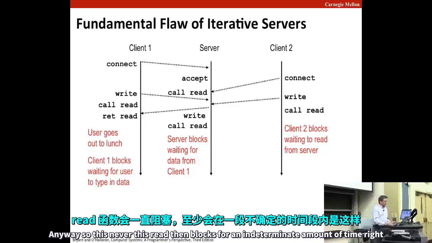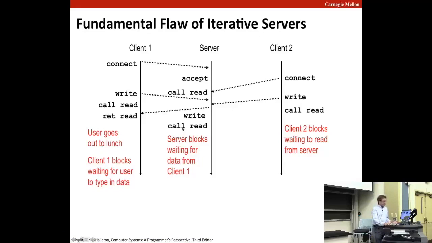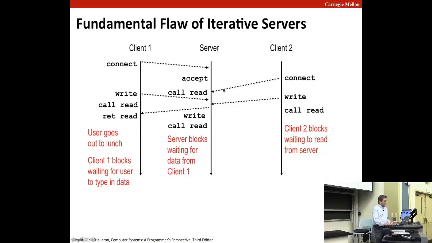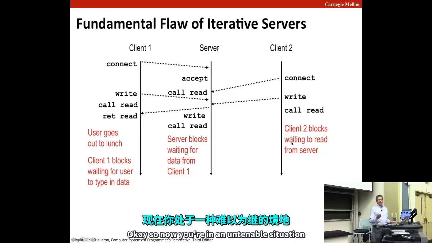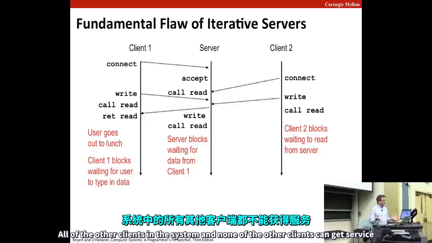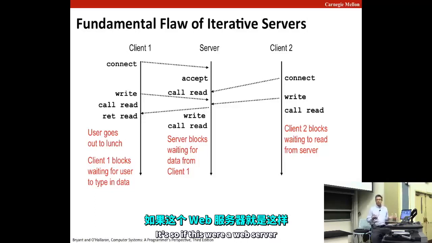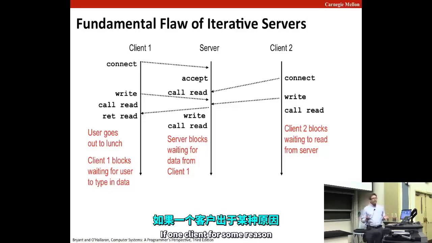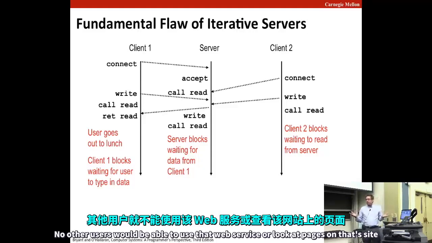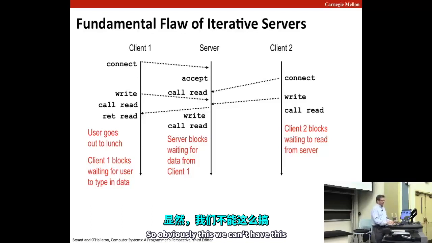Anyway, so this read then blocks for an indeterminate amount of time, right? And while it's blocking, client 2, which also wants service, has to block. So now you're in an untenable situation where one client has totally affected all of the other clients in the system, and none of the other clients can get service. If this were a web server and one client for some reason blocked, no other users would be able to use that web service or look at pages on that site. So obviously we can't have this.